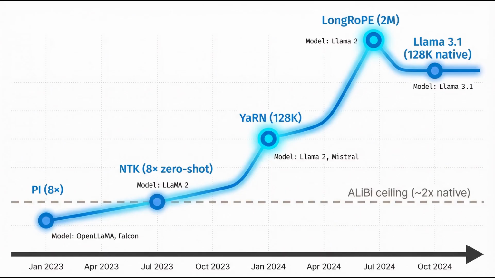The next step, YaRN, an extension of NTK. Dimensions are categorized into 3 groups. High frequencies left untouched. Low frequencies interpolated. Between them, a smooth ramp. Plus temperature scaling, so attention doesn't spread thinly across too many tokens. YaRN requires 10 times fewer tokens than PI. Extension to 128,000 tokens. And finally, LongRoPE, the first extension to 2 million tokens.